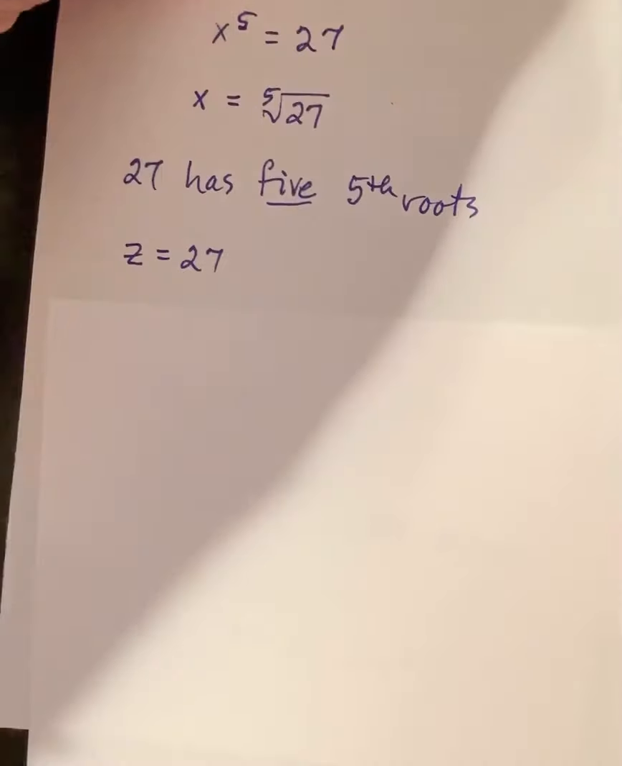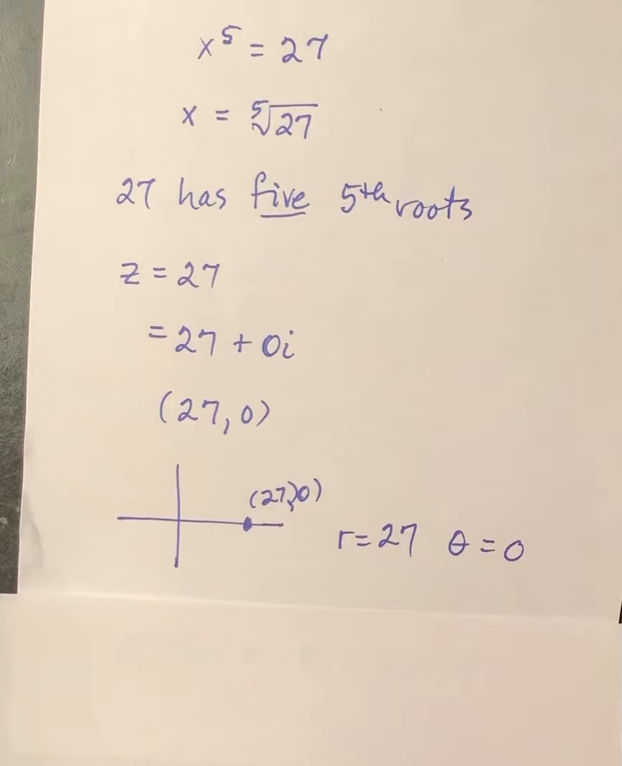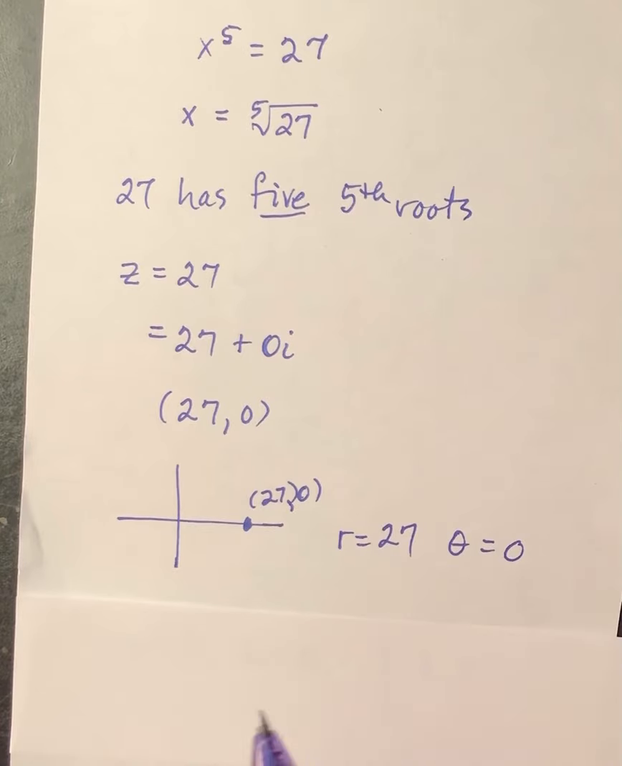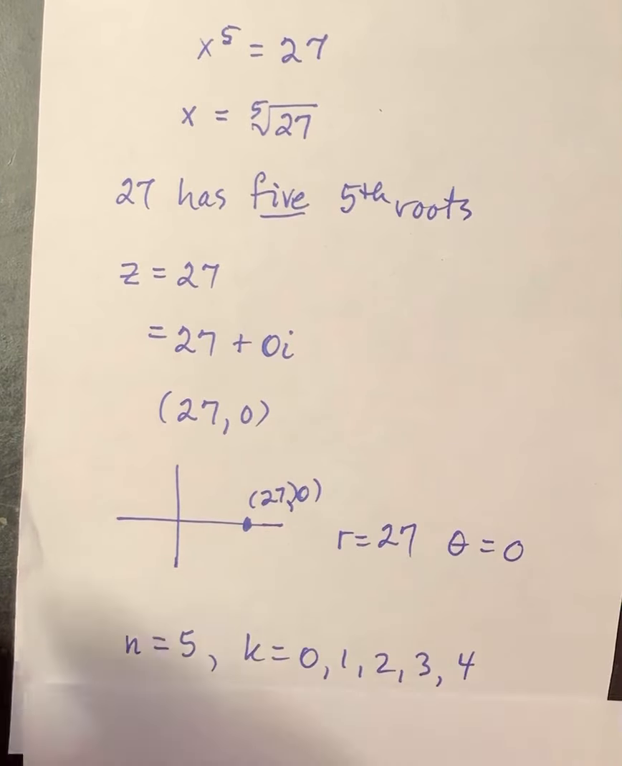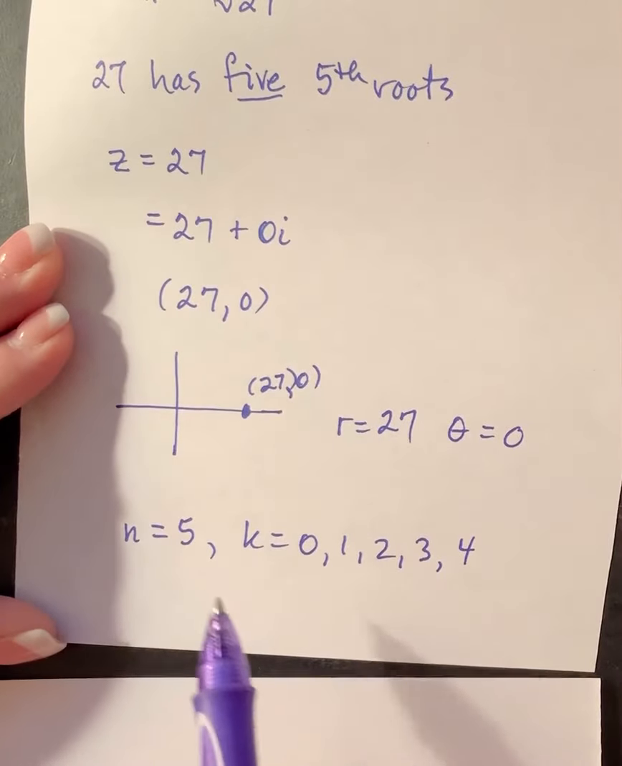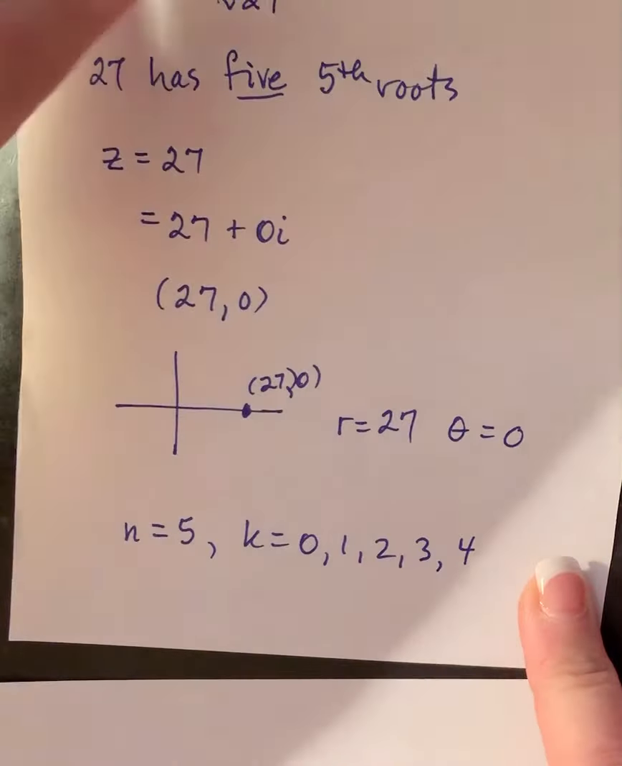Okay, so we'll go through our process again. Thinking of 27 as a complex number, just call it z for reference. That's the same thing as 27 plus 0i. If you put it as an ordered pair, it makes it easy to put it in its trig form. R would be 27 and theta would be 0, either radians or degrees. Since we're doing fifth roots, n will be 5, and then k will take on the values 0, 1, 2, 3, and 4 in the formula.